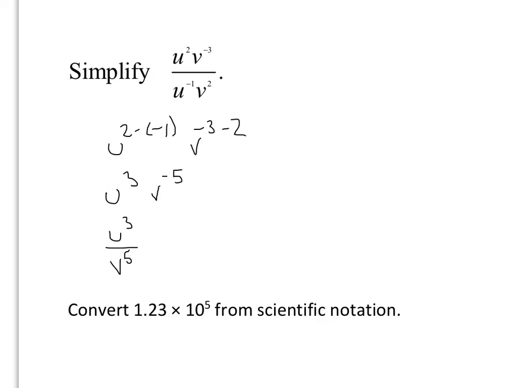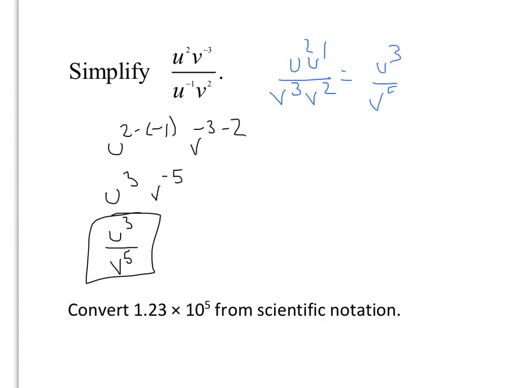So there's one way. Another way you could look at this one is make everything positive first, so you'd get u squared, that stays there, the v squared stays down here. Now the u moves up, and the v moves down. What do you do with the exponents when you're multiplying? You add. So you'd get u to the third over v to the 5th. Whichever one. Both work. Okay?